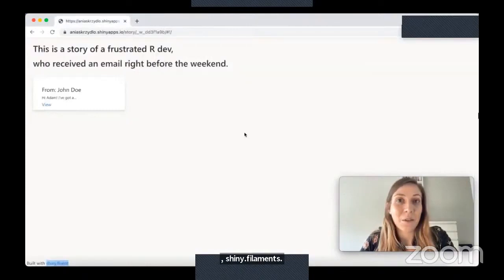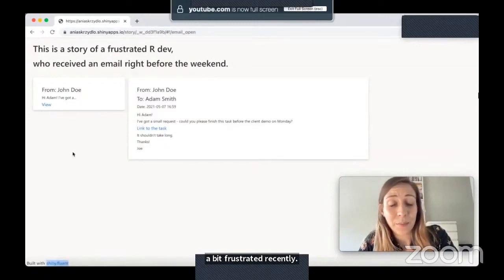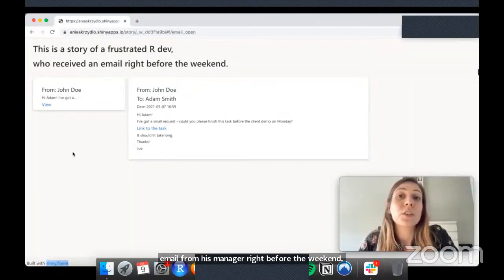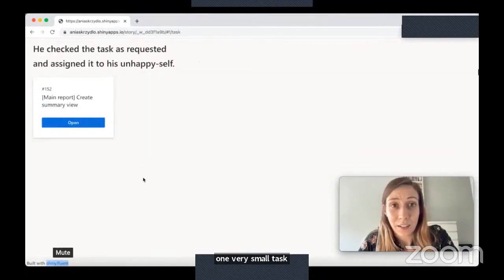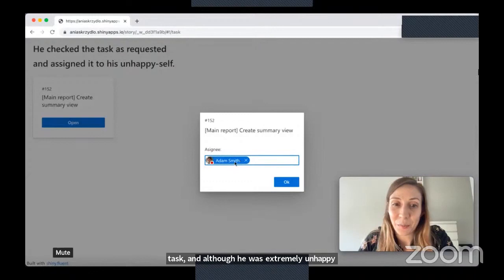This is the story of Adam. Adam is an R developer and he's a bit frustrated recently. He's frustrated because he received an email from John, his manager, right before the weekend. In the email, John asked Adam to finish one very small task before client demo on Monday. So Adam checked the task and although he was extremely unhappy, he decided to take it and assign it to himself. And by the way, a small off topic here, look at this functionality. It's called People Picker. And I must say, this is my absolutely favorite one from Shiny Fluent. So you need to check this out.